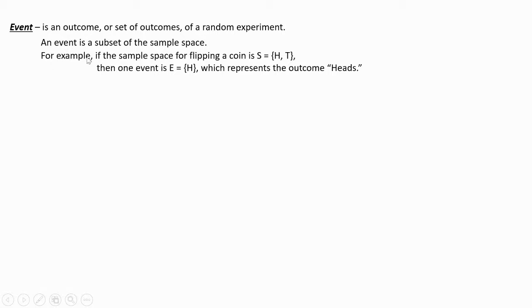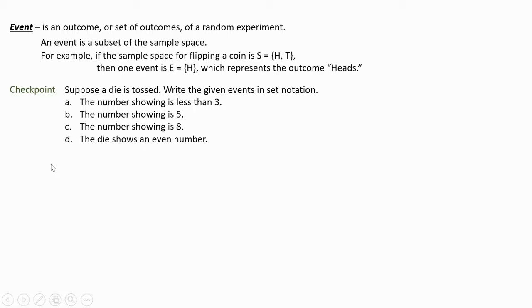Now, an event. An event is an outcome or a set of outcomes of a random experiment. An event is a subset of a sample space. Remember last week, guys, about the sample space and the subsets? For example, if the sample space of flipping a coin is the set heads, tails, then one event can be heads, right? That means one event can be heads because this set is a subset of the sample space, which represents the outcome of heads.